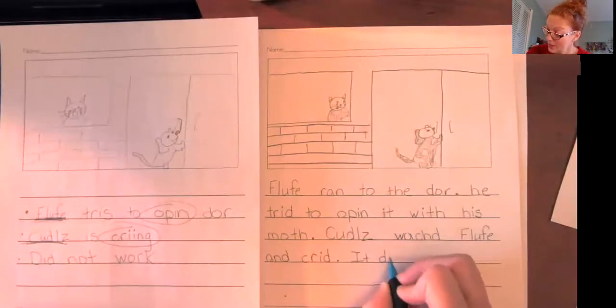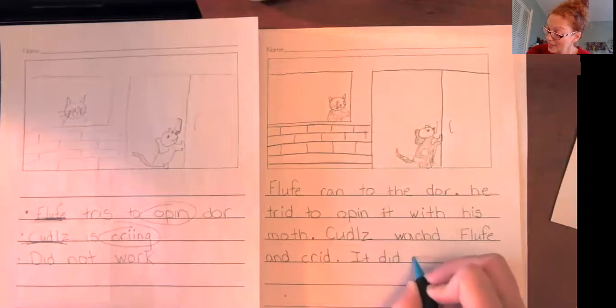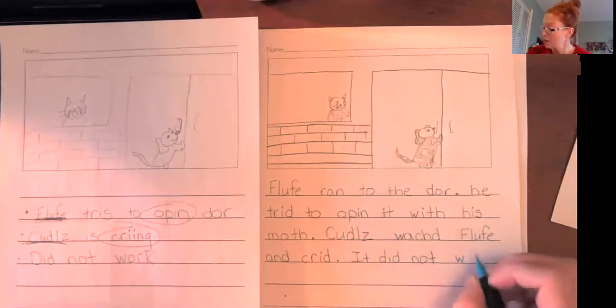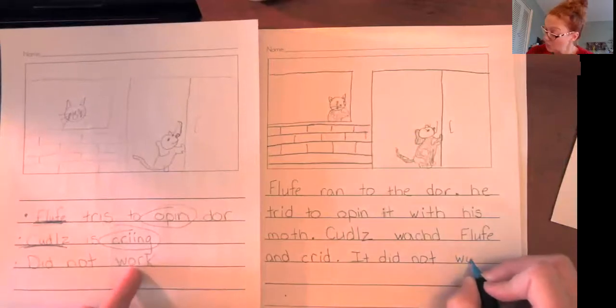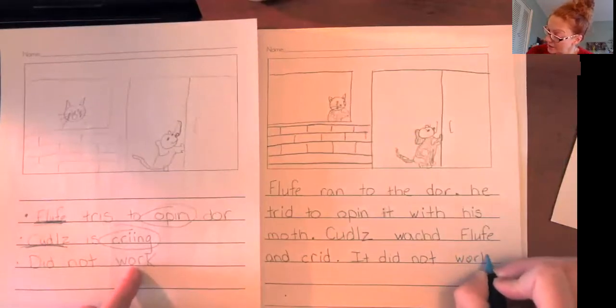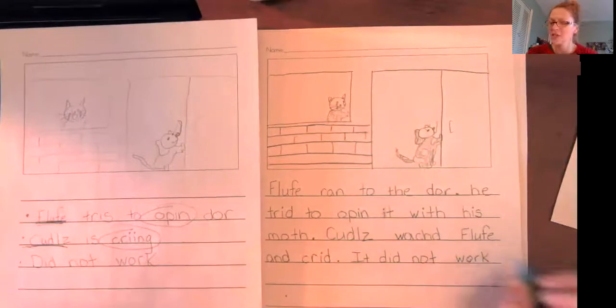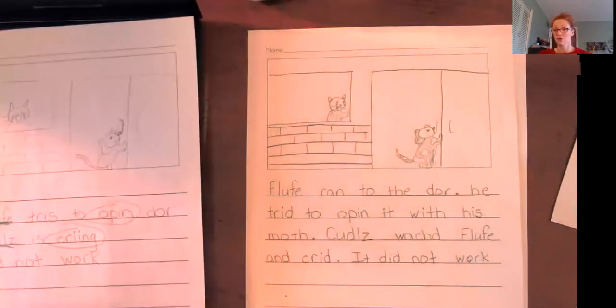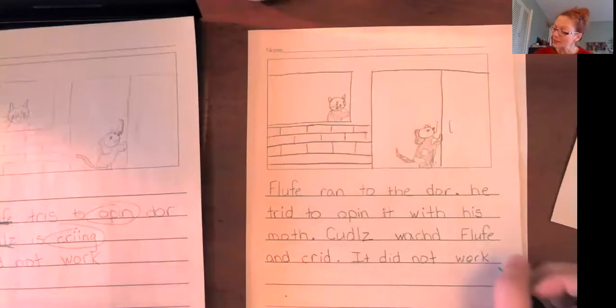It did not work. Oh, it's right here. Work. Now, what punctuation could I put at the end? I'm feeling a lot of emotion, right? It didn't work. What could I put at the end? Absolutely, the exclamation point.